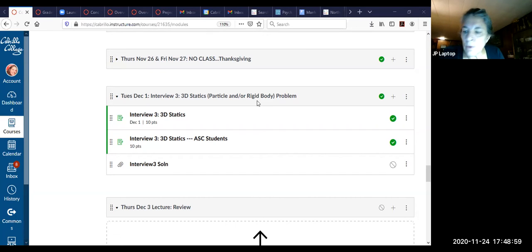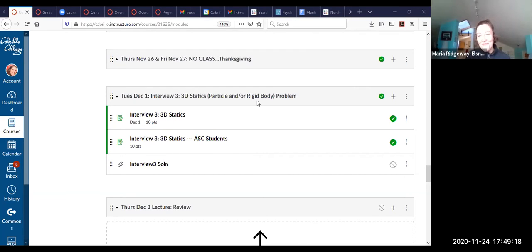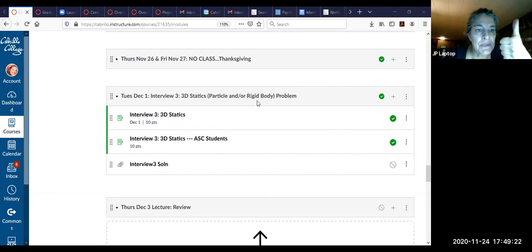So how do you want to practice for that? Maria, what do you think you want to do to practice solving 3D statics problems that are particles or rigid bodies? Solve a few of them? Solve a bunch of them, not a few, a bunch. So one, you need to know the steps. Okay, you need to know the steps. And I don't know why anybody is missing any steps anymore. You need to know the steps, right?